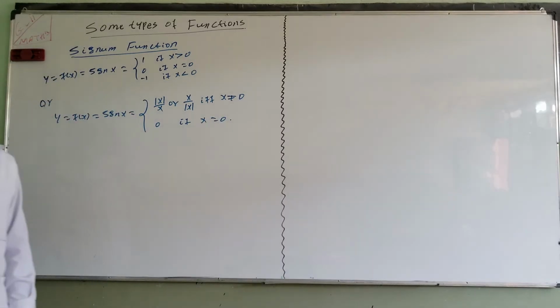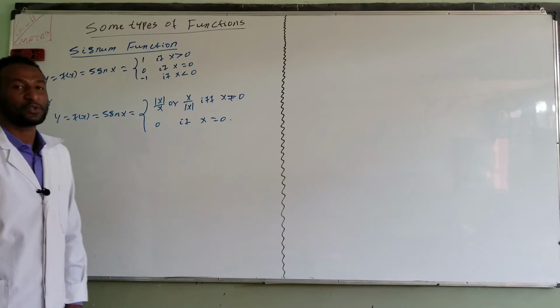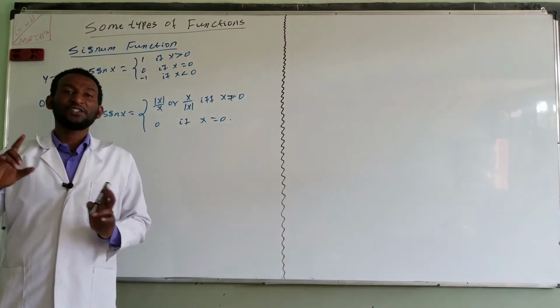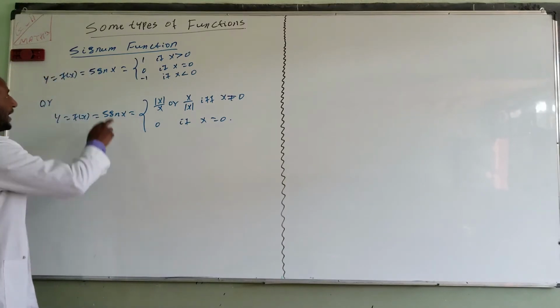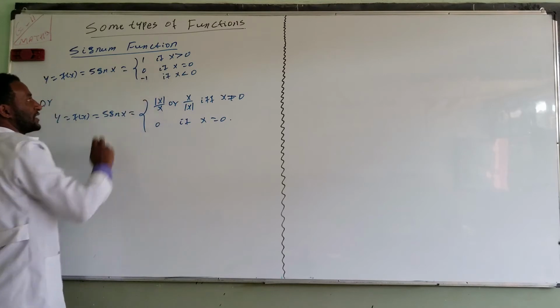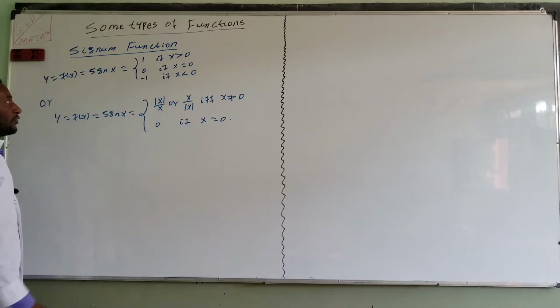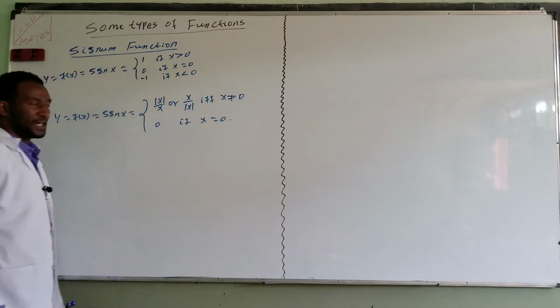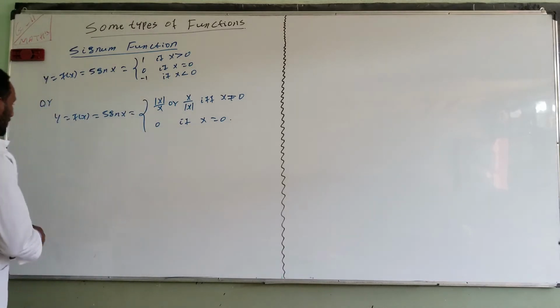When we substitute at the place of x any positive real number, the result is equal to 1. And when we substitute 0, signum of 0 is equal to 0, and the signum of any negative real number is equal to negative 1. Let us see an example.